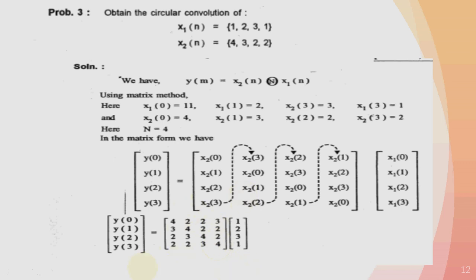So multiply this sequence with your second input sequence, that is 1 2 3 1. So that is 4 multiplied by 1 plus 2 multiplied by 2 plus 2 multiplied by 3 plus 3 multiplied by 1. In this way you will get the output 17. Again in this way you will get the multiplication 17, 19, 22 and 19. So finally you will get the circular convolution output 17, 19, 22 and 19.